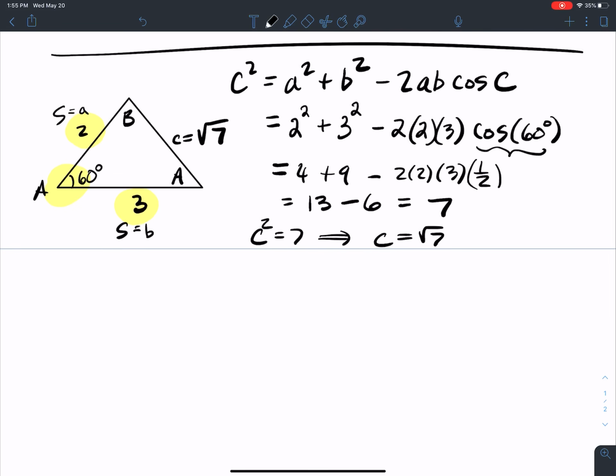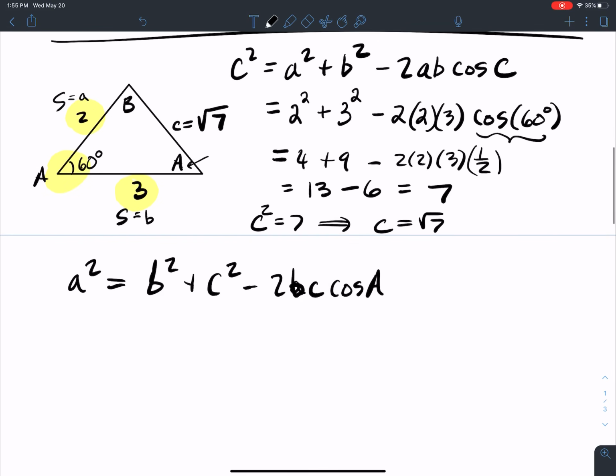So say we're looking for angle A, so let's use a squared equals b squared plus c squared minus 2bc cosine A. Okay, so a squared, that's going to be 2 squared equals, hold on one second, see what they're doing here.